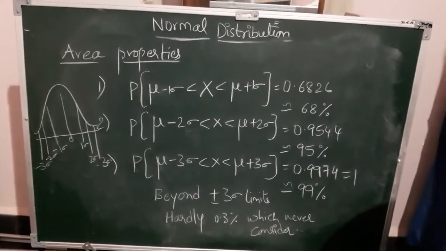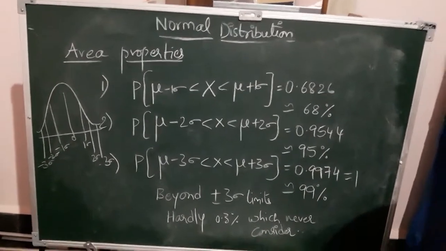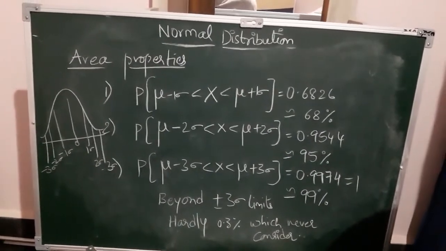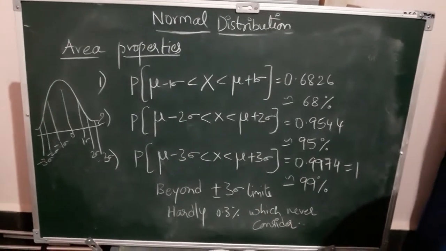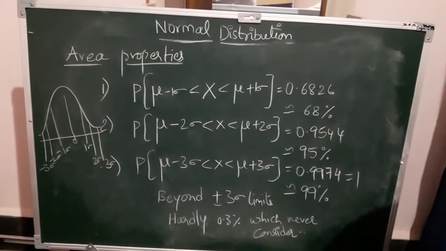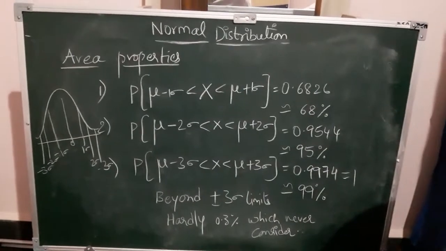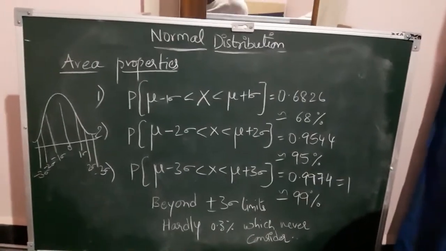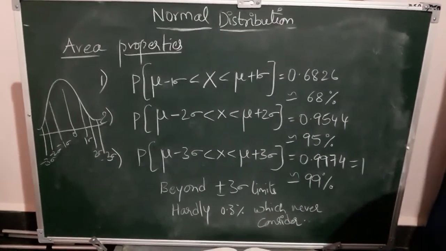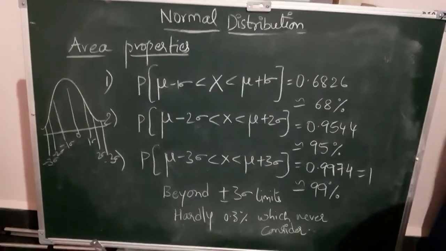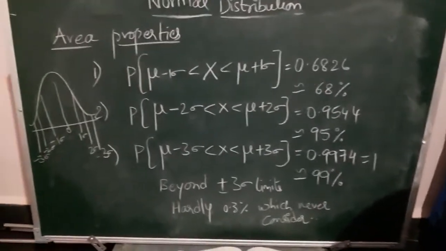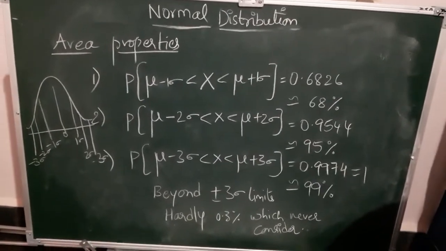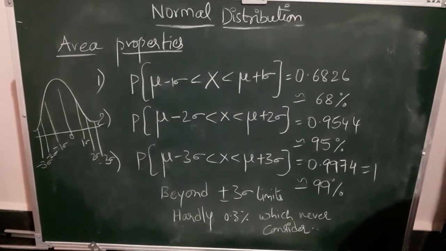Clear? So we can consider it as the total only. 99.7 is nothing but 100%, and 0.9974 is nothing but approximately 1, the total area. That's why the normal curve always lies within plus or minus 3 sigma, which is 99.7%, approximately 100, and we can convert it to a fraction, that is 1. So these are all the properties of normal distribution. I hope I am very clear about all the properties of normal distribution.